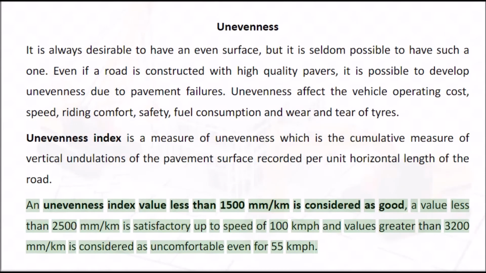An unevenness index value less than 1,500 mm/km is considered good. A value less than 2,500 mm/km is satisfactory up to a speed of 100 km/h, and values greater than 3,200 mm/km are considered uncomfortable even for 55 km/h.